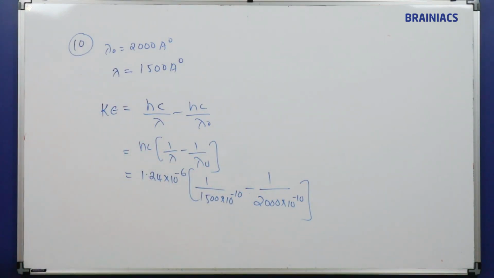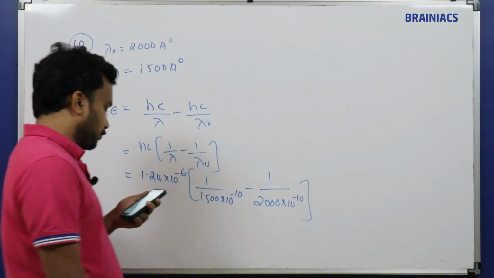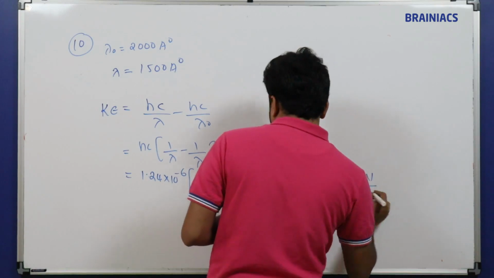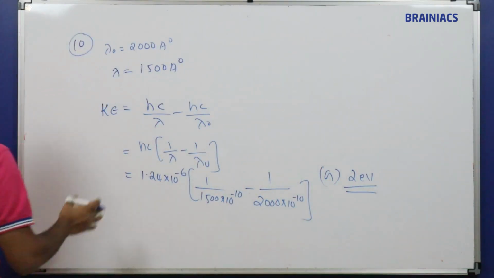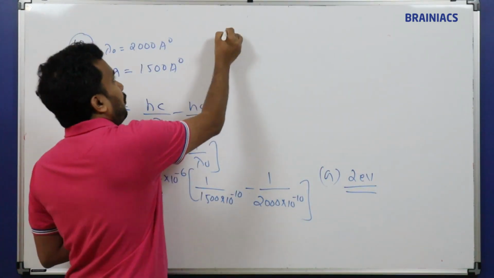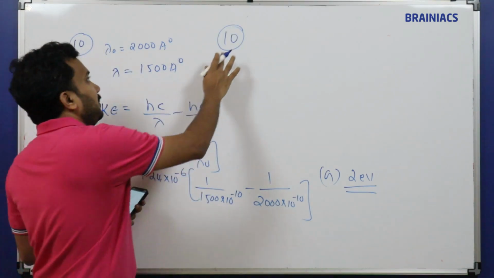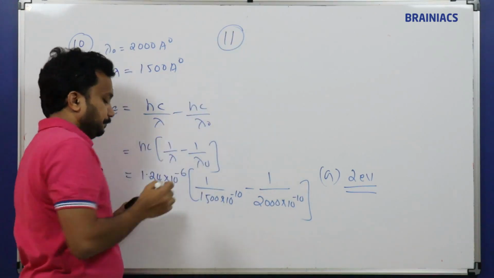Okay, the kinetic energy of these electrons is coming as 2 electron volt. Option A is matching, 2 electron volt. This is just a repetition of the previous question, so there is no complexity over here. So the 10th is over, right? Let's move to the 11th question.